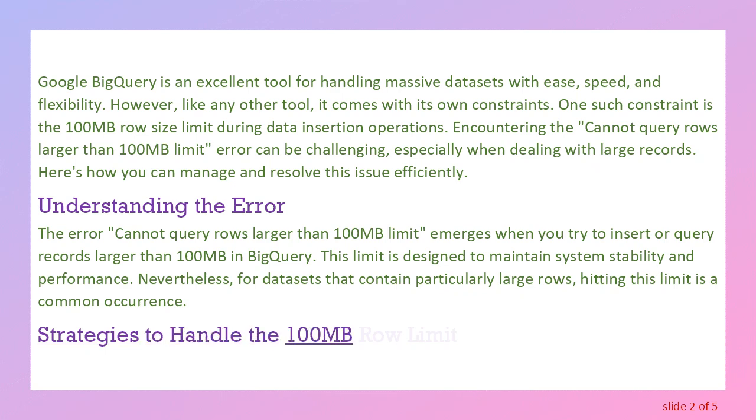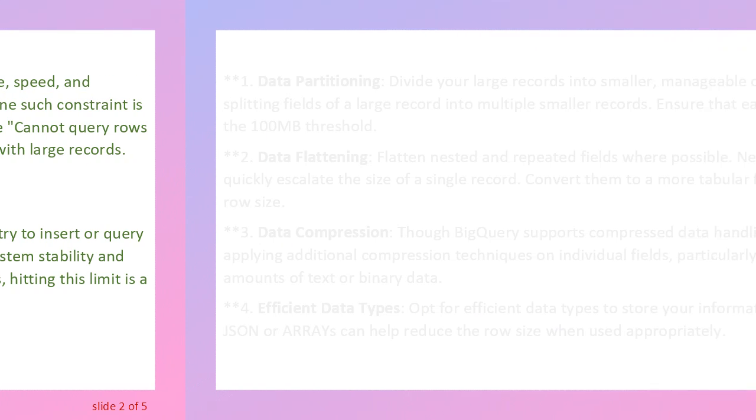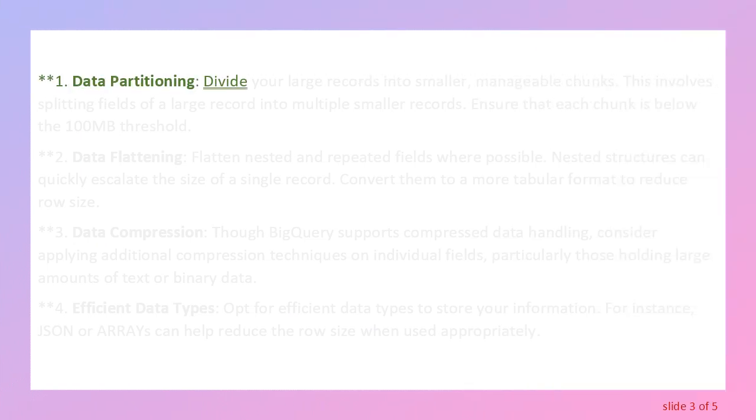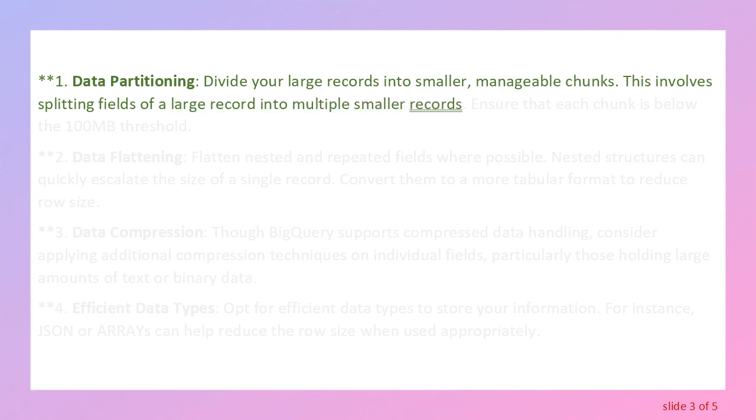Strategies to handle the 100 megabytes row limit. 1. Data partitioning. Divide your large records into smaller, manageable chunks. This involves splitting fields of a large record into multiple smaller records. Ensure that each chunk is below the 100 megabytes threshold.